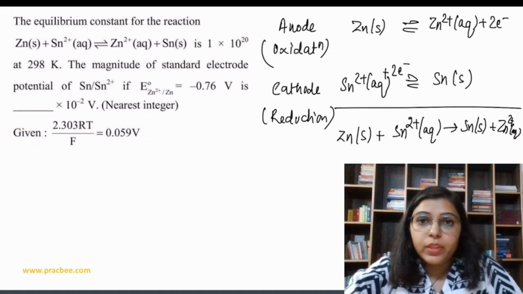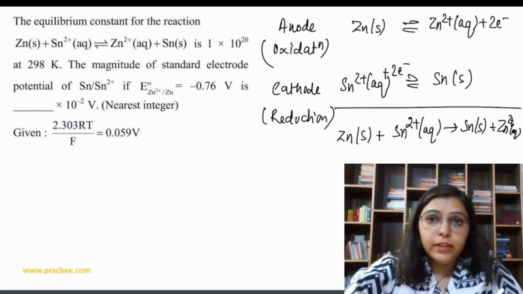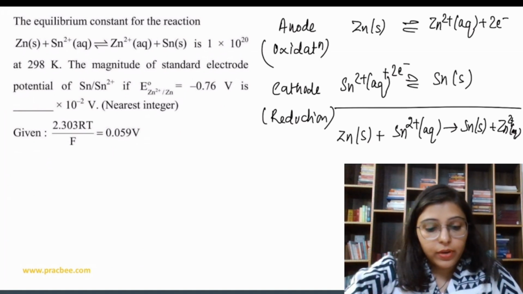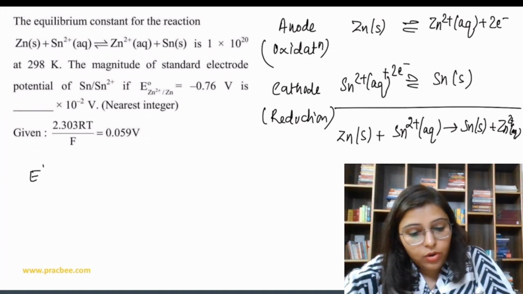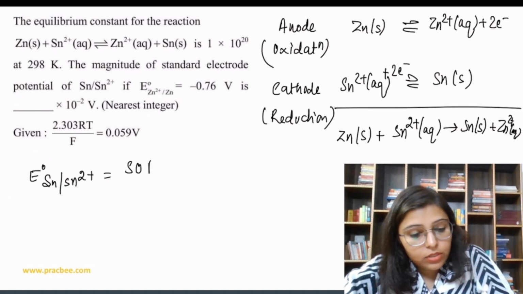Okay, fine. So we have to find the magnitude of the standard electrode potential for Sn to Sn2+. So we have to find E naught of Sn and Sn2+. So this is the standard oxidation potential.